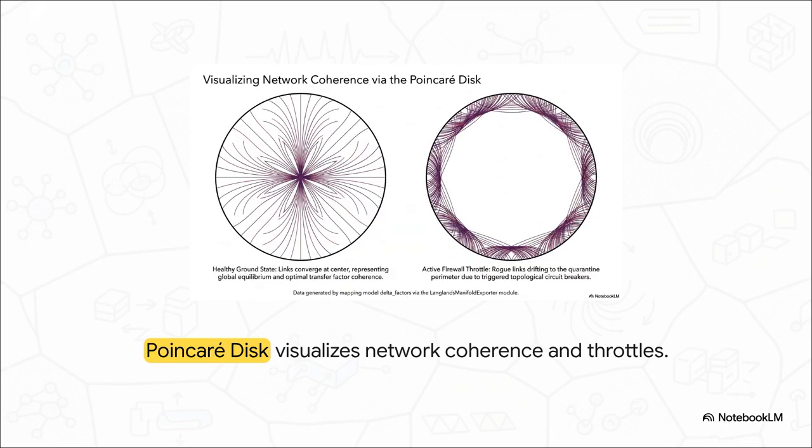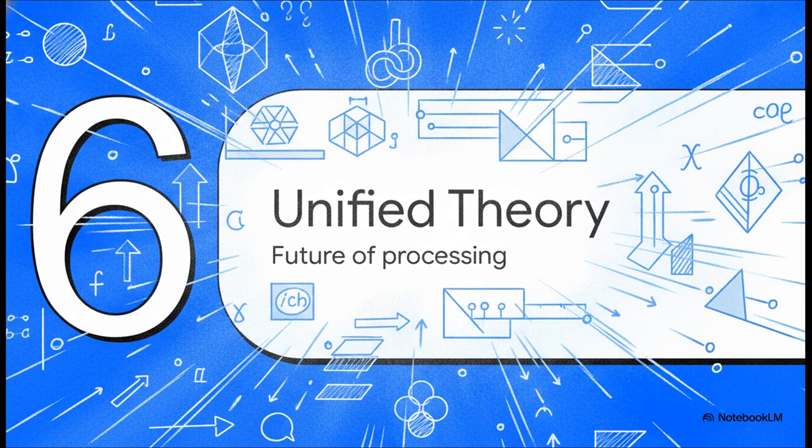You can actually visually verify this stability when it's mapped onto a Poincaré disk. It contrasts the beautiful, centralized equilibrium of a healthy state directly against the quarantined rogue links of an active firewall throttle. Notice how the rogue links are literally pushed out to the perimeter? It physically demonstrates exactly how the architecture prevents contagion from spreading across the network. Finally, let's wrap this up with part 6, a unified computation theory.